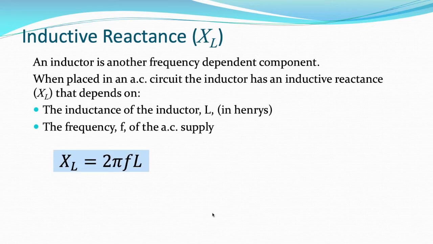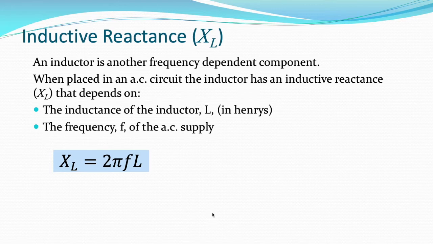Now, because inductors operate on the principle that a changing magnetic field induces a back EMF, the rate of change of current is directly proportional to the EMF that's produced. If you have a higher rate of change of current, in other words a higher frequency, then you will have a bigger EMF and hence a bigger opposition to that AC current. So the reactance is directly proportional to the frequency. The bigger the frequency, the bigger the reactance. And similarly, the bigger the inductor, the higher the reactance.